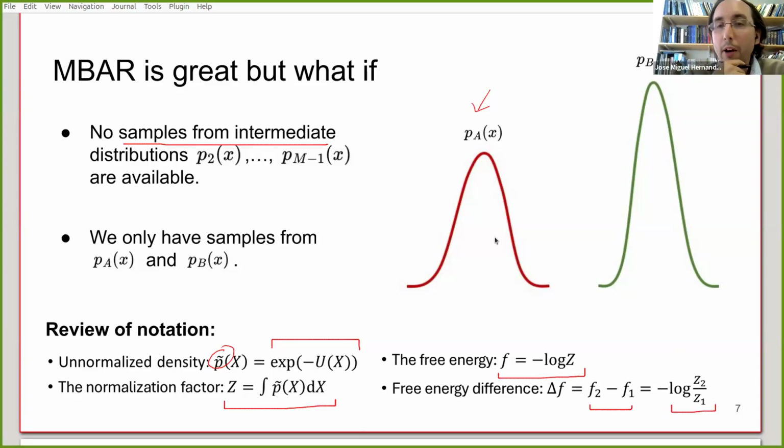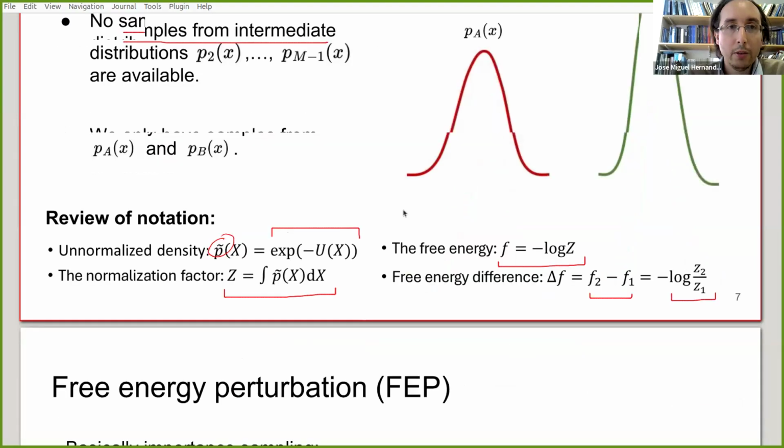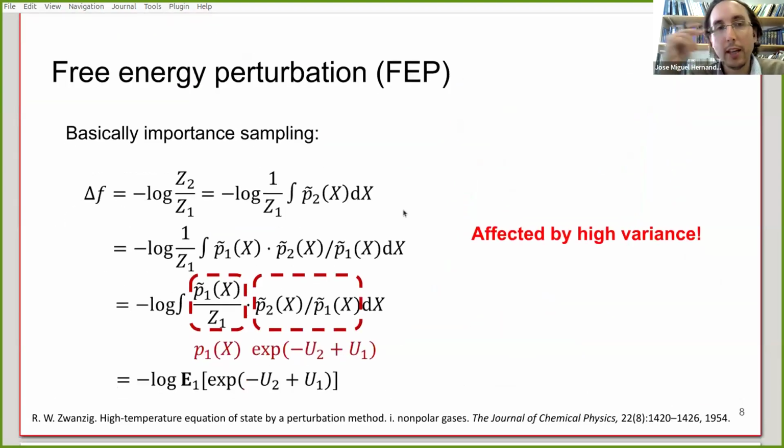Okay, so how can we solve this problem when we only have samples from probability A and probability B? The right way to estimate the normalization constant can be by importance sampling. And this is what this method called free energy perturbation does. And it's just as simple as follows. The free energy difference is given by this expression here. And you can just replace Z2 by the normalization constant of the second distribution.